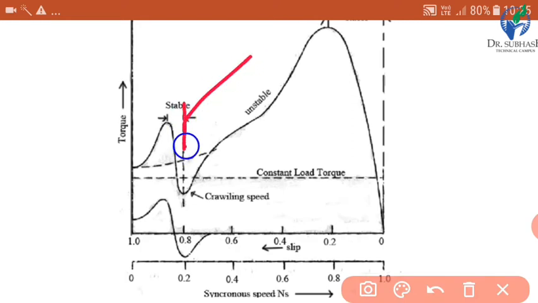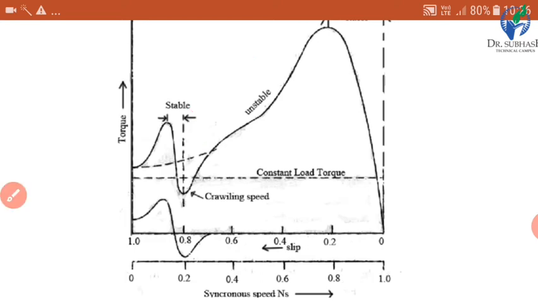So we can say that due to the seventh harmonic component, the crawling speed will be there, and it will be nearly 1/7 of the synchronous speed. So this is the case with crawling in an induction motor.